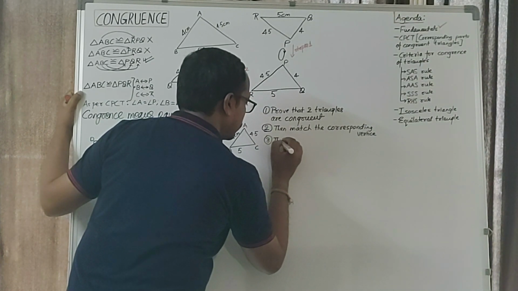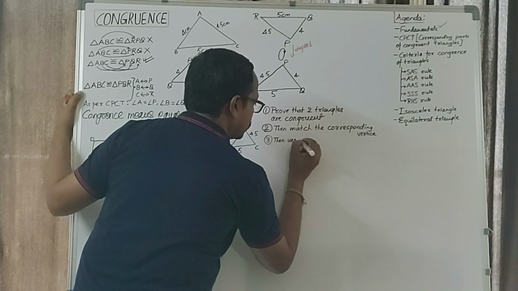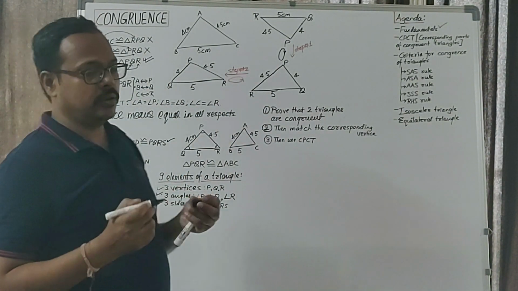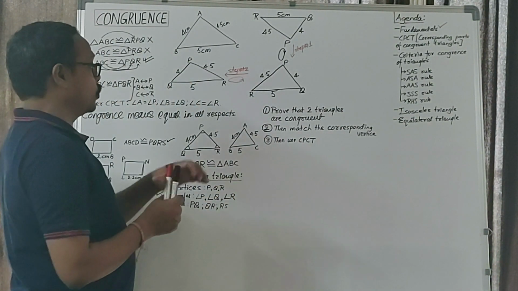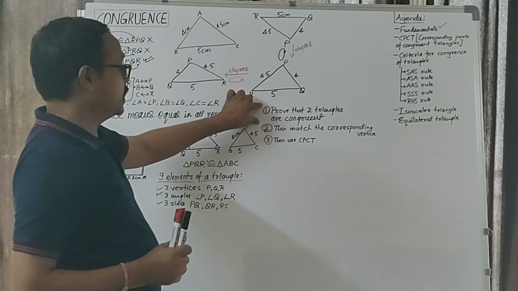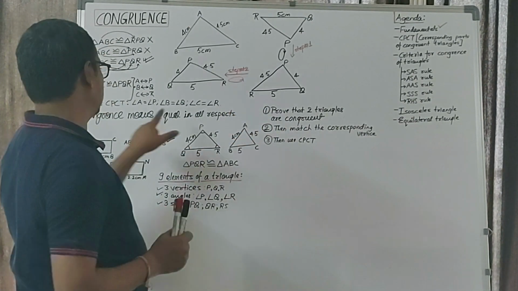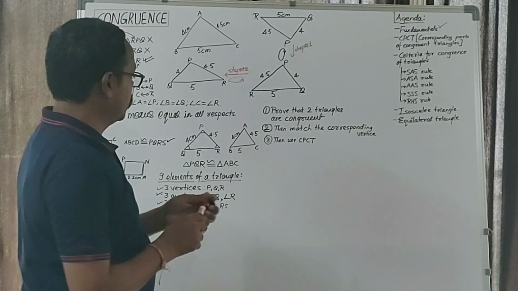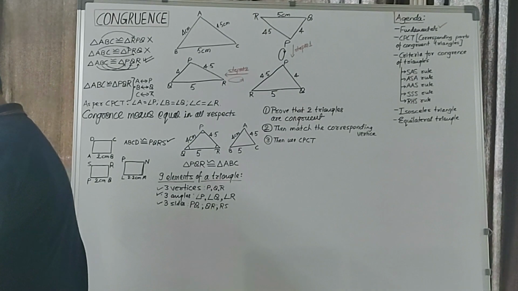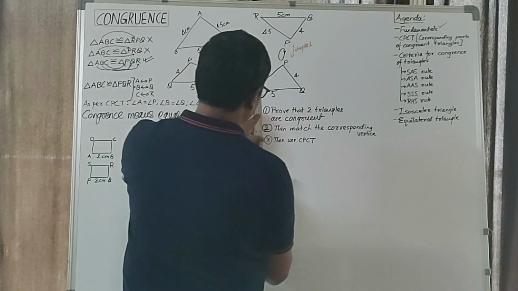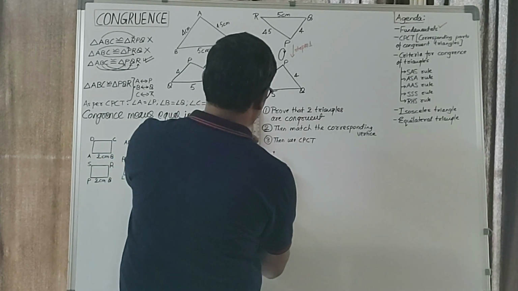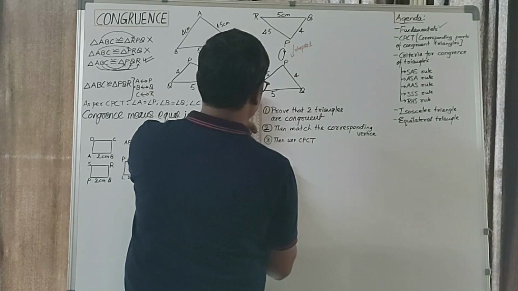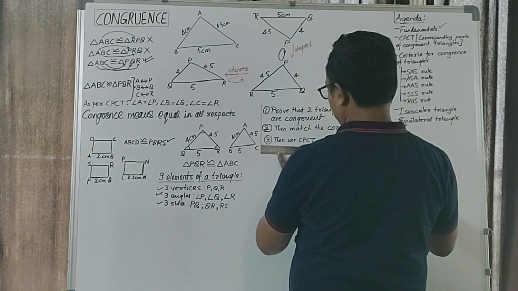Then use CPCT. So in order to apply CPCT, what do we have to do? Step 1, we have to prove that two given triangles are congruent. Step 2, we have to match the corresponding vertices this way. Practice matching the corresponding vertices this way. And then we have to use CPCT. So this is the golden rule, right, to solve any kind of problem related to congruence. So I will keep it at the center. I will not erase this because this is something we have added here.